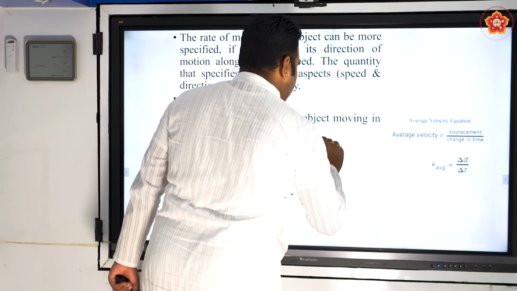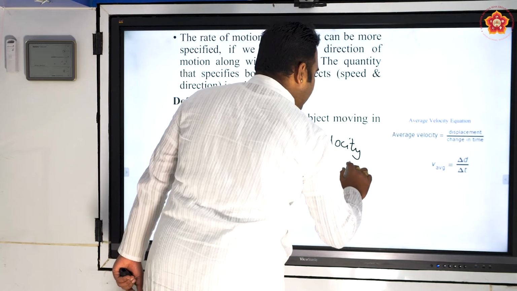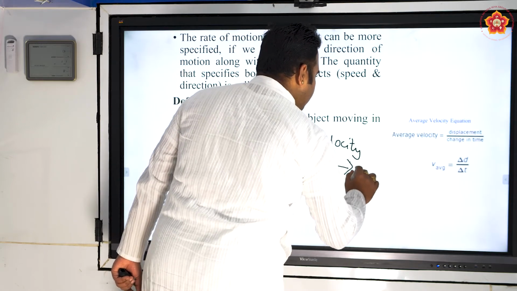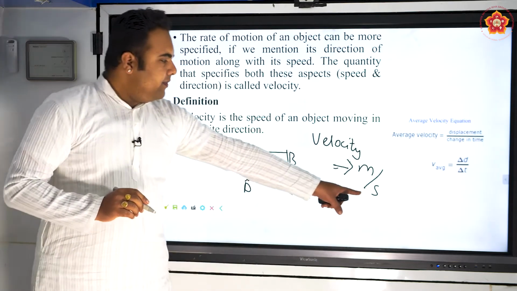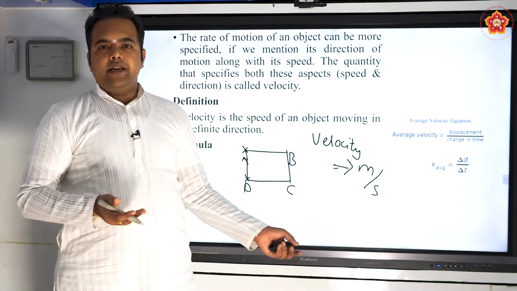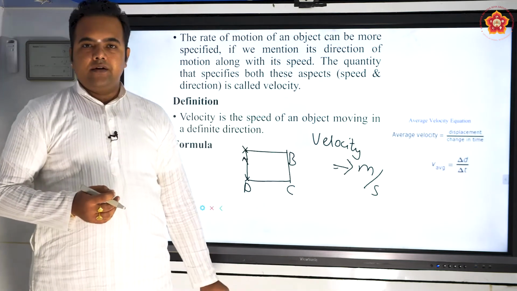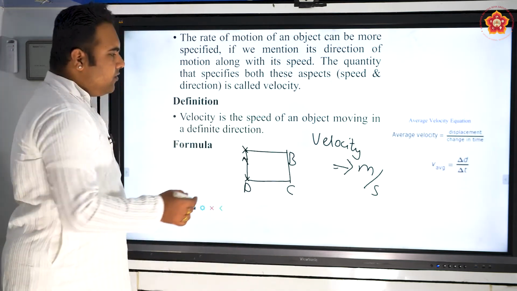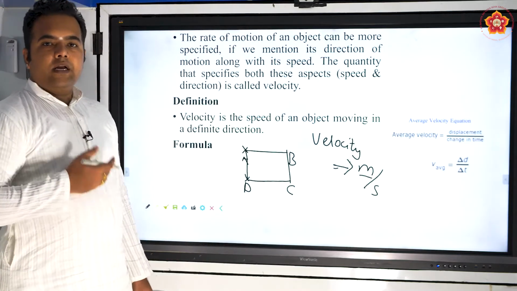Velocity is also having the units of meters per second, but in a given direction. Time does not depend on any direction. There is no direction for time. So therefore direction has to be associated with this meter, that is the distance. So whenever we assign direction to the distance, it is called the displacement.